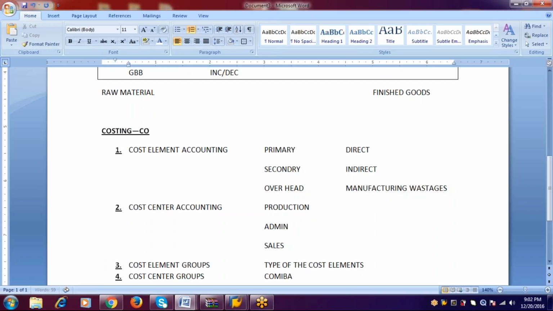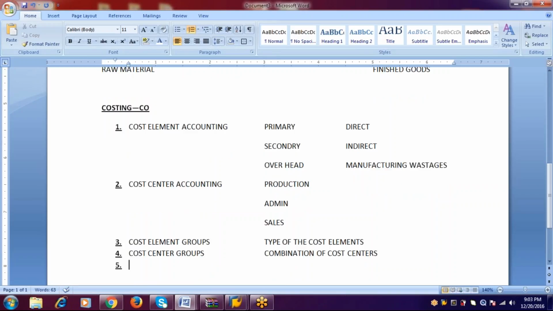That means we can simply call it a combination of cost centers. Initially we need to know what the cost elements are, what the cost centers are, what the different cost element groups are, and what the different cost center groups are at the client level. We get all these things from the client, and we have done how to maintain all of these from the client itself. After completion of the cost elements, cost centers, cost element groups and cost center groups, let's take the testing part.